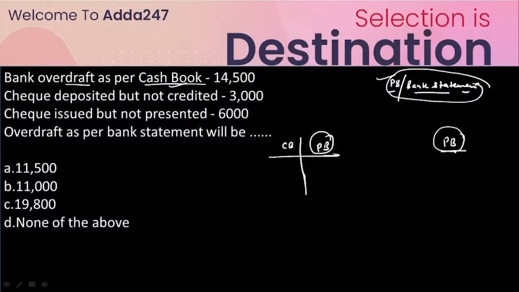Just encircle passbook. Whatever you have right here, you have to circle here. Now whatever the parameters we discussed, we just consider the values in terms of the passbook. That's why we encircle the passbook here and encircle the passbook here.